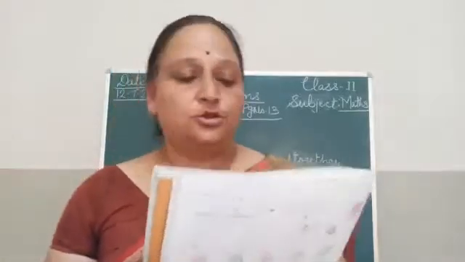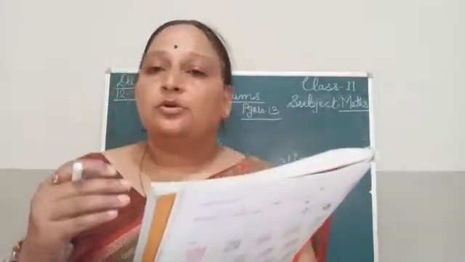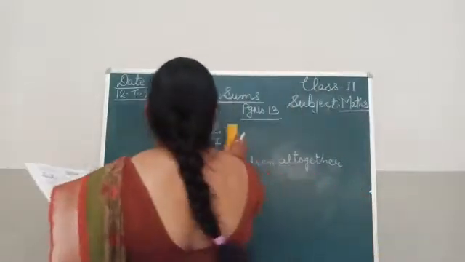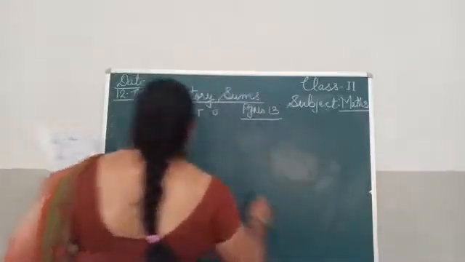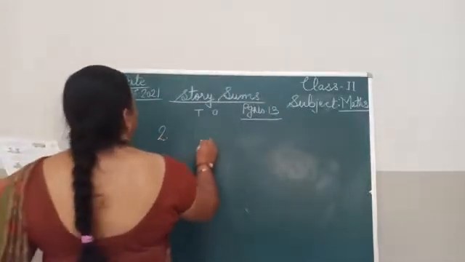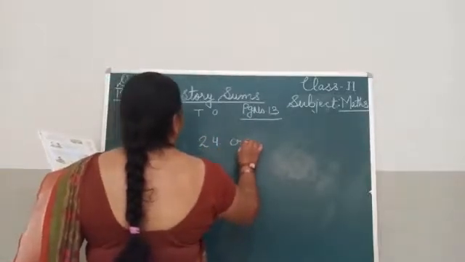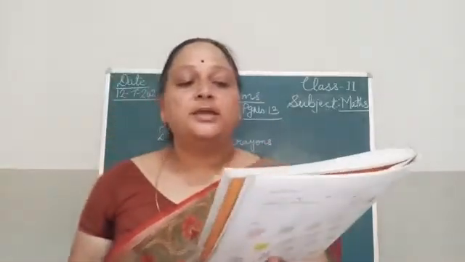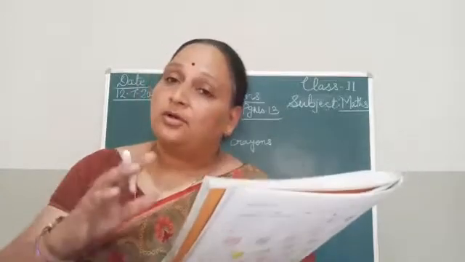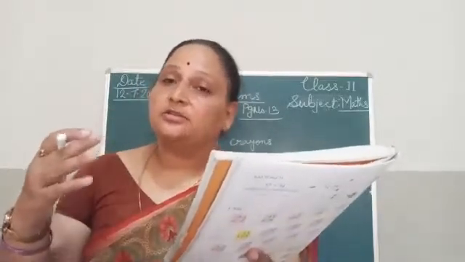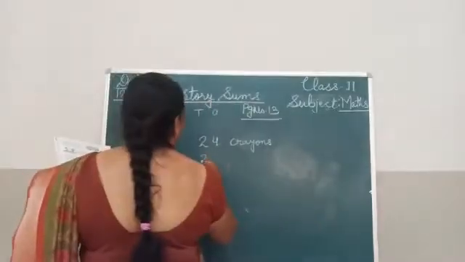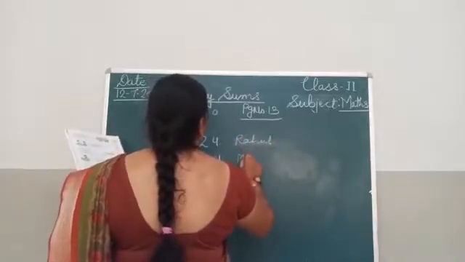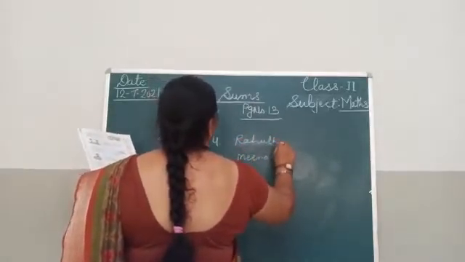Now story number 2. I am reading the story. Rohan has 24 crayons. How many crayons does Rohan have? 24 crayons. His sister Meena has 24 crayons. Rohan has 24 crayons and his sister Meena also has 24 crayons. So we can write here Rohan and Meena have crayons.